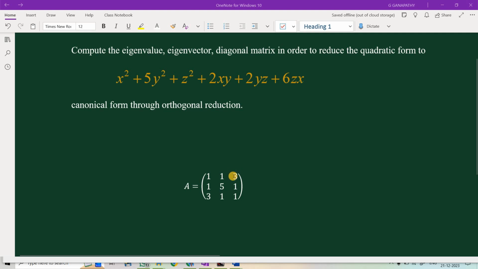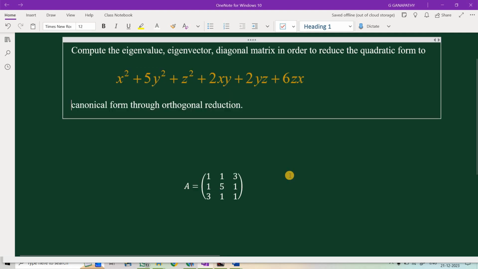And the coefficient of xz is 6, therefore half of that value is 3. That's why we are representing this. The first row, third element becomes what? 3. In a similar way, we can fill the remaining. We got the A matrix. Now, we'll find the eigenvalue, eigenvector and diagonal matrix, and with the help of that, we can reduce the quadratic form into canonical form. So I will go to Scilab now.